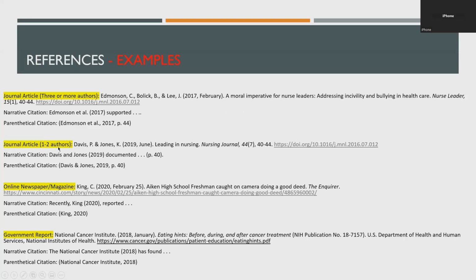If there are 1 to 2 authors, like this source, for instance, has 2 authors. This was written by Davis and Jones. We do last name, comma, first initial, and last name, comma, first initial. This was published in 2019 in June.